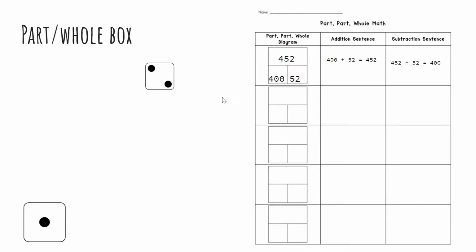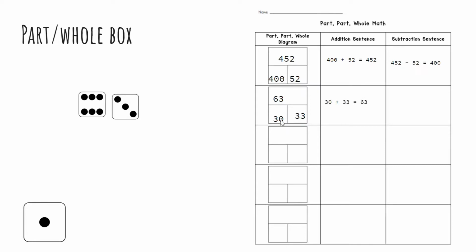I will roll my dice again. I rolled a 6 and a 3. So I am going to write 63. And I am going to break it down into 2 parts. And as long as these 2 parts equal 63, I can use any numbers I would like. So I will use the number 30 and the number 33. So I know that 30 plus 33 equals 63, and now it's my turn to write a subtraction sentence.